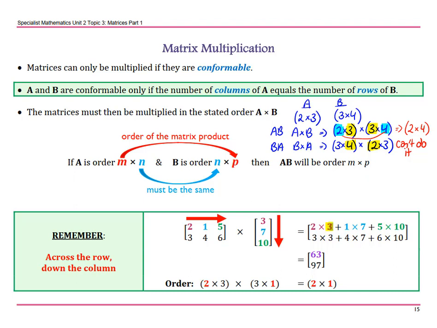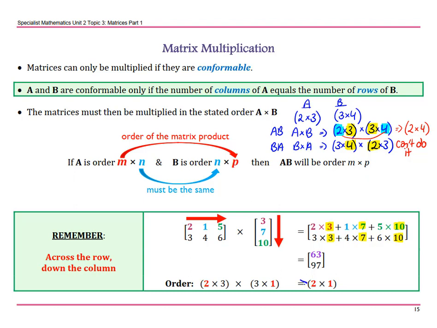Another thing you'll notice is that these second numbers are always the same. So that can help you get through it quicker. Then do the sum: 6 times 3 plus 1 times 7 plus 5 times 10. So 6 plus 7 plus 50 is 63. For your next one, 3 times 3 is 9. 9 plus 28 plus 60 is 97.